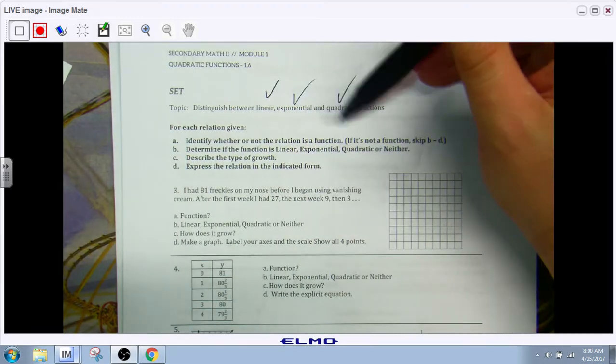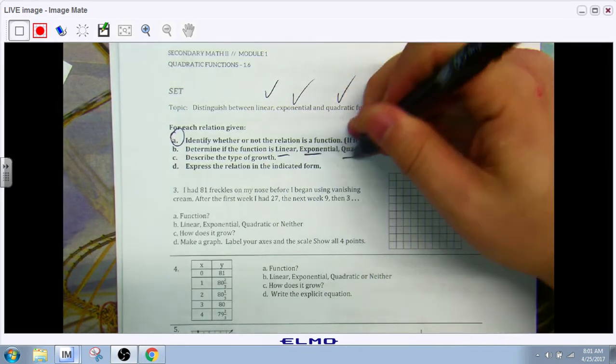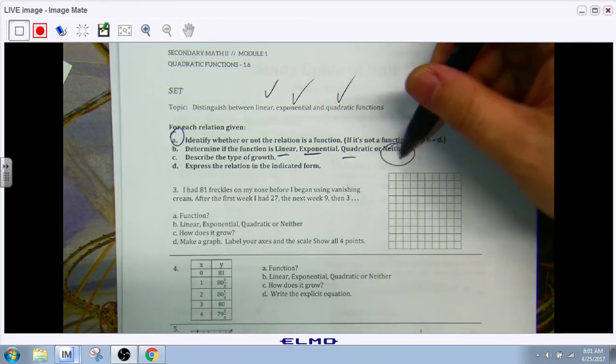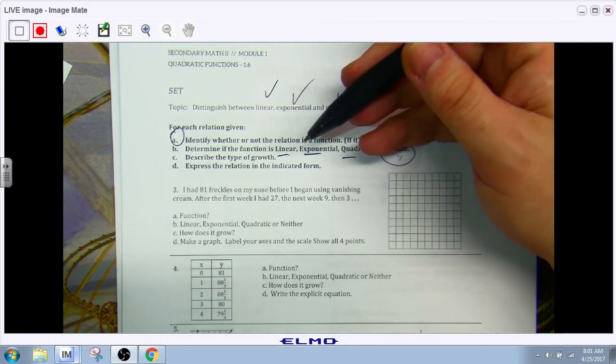We're trying to identify whether or not it's a function, just like at the beginning of the last homework packet. Determine what type of function it is. Neither is an option. Describe the growth, and express the relation in the indicated form.